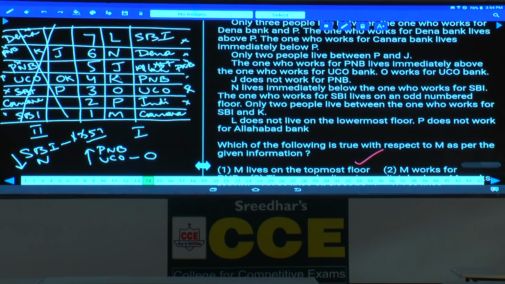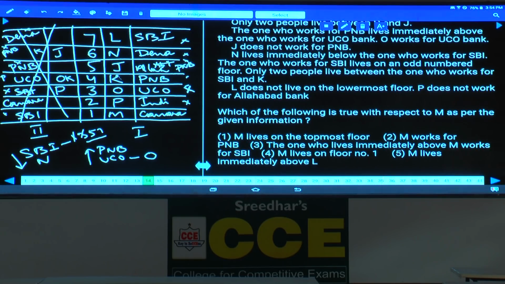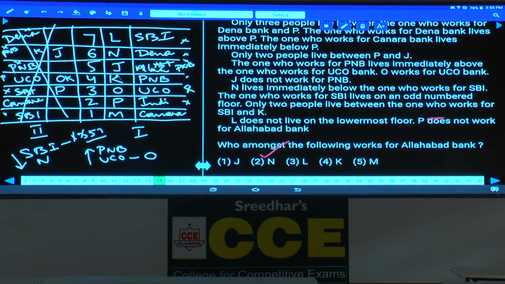Then question number 14. Which of the following statements is true with respect to the given information? With respect to M, as per the given information. M lives on the topmost floor, that is false because M is on the ground floor. M works for PNB, that is also false. The one who lives immediately above M works for SBI, that is also false. M lives on floor number 1, definitely true. Then what is your answer here? Choice 4.